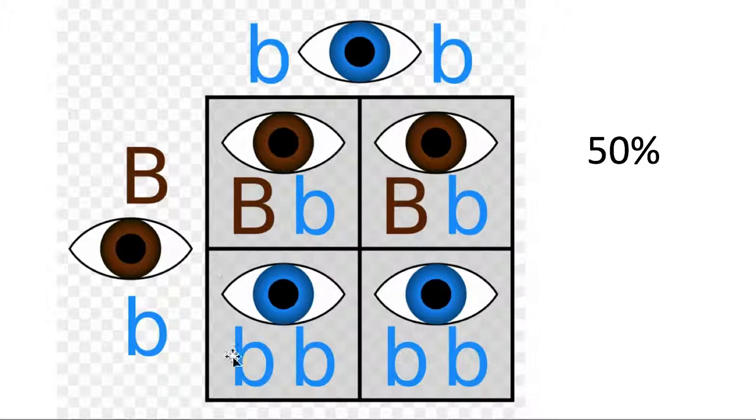So I write in my letters, my genotypes, and then I can determine the phenotype, what the individual looks like. So big B, little b, the big B is dominant, and it's going to win, so we'll have a baby with brown eyes. Same thing in this box. And then down here, I have this individual with two little b's, and this individual will have blue eyes, and so will this one. So my chance in this cross of producing a child with blue eyes is 50%. So this couple has a 50% chance of having a baby with blue eyes. This is how Punnett squares work.